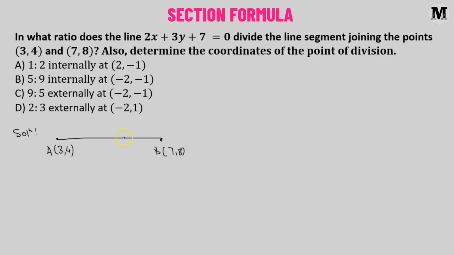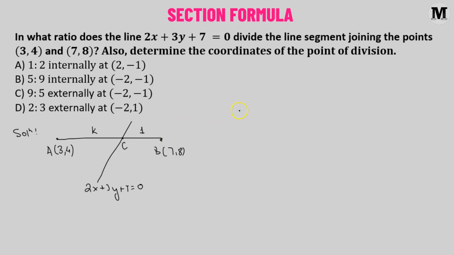Now it's given that we have another line, which we suppose has the equation 2x + 3y + 7 = 0. This line intersects the line segment AB and divides it in the ratio k is to 1. It intersects AB at the point C. Our goal is to find the ratio first. So let's do that.